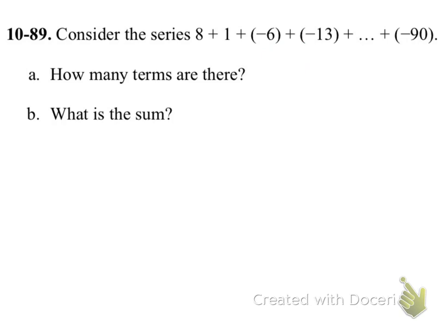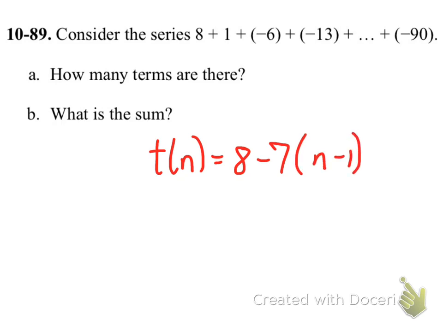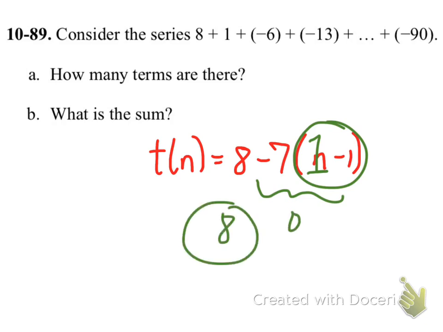So if I want to write this in first term form, my t of n equation is going to be 8 minus 7 times n minus 1. The 8 is my first term. The -7 here is my common difference. And when we do this in first term form, we have our n minus 1, because when we substitute 1 in here, this becomes 0. 0 times -7 is once again 0, so we get 8, which is the first term.